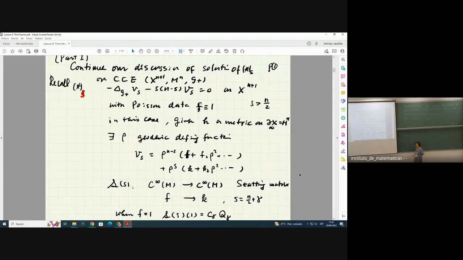The interior M is (n+1)-dimensional, and sometimes I denote this D, the dimension of the interior manifold. And this is a metric G plus which is Einstein. I say it's a conformally compact Einstein manifold. That means there exists a distance function such that this is compact.